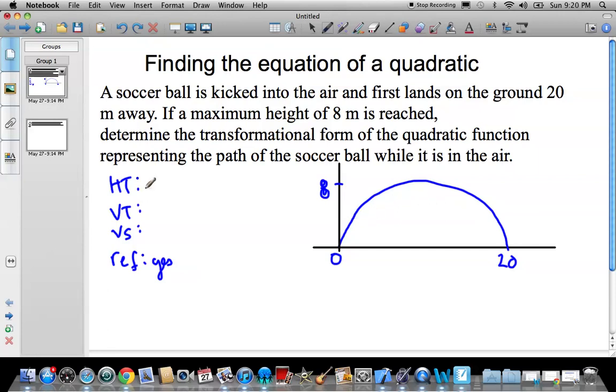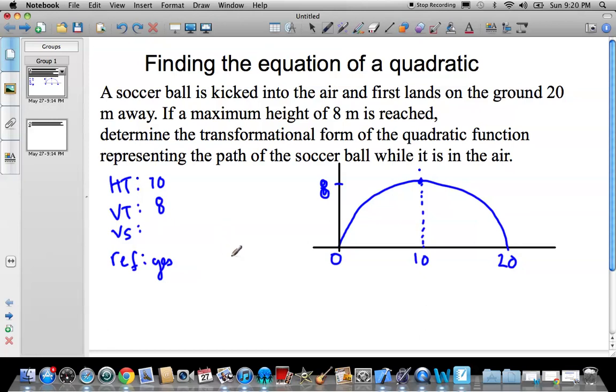In order to find the HT and the VT, we need to know the vertex. Well, we know there's a maximum height of 8. The vertex is right here. The beauty thing about a quadratic is it's symmetrical. So the maximum occurs at 10 meters. So at 10 meters, the maximum occurs with a height of 8. So the HT is 10, the VT is 8.